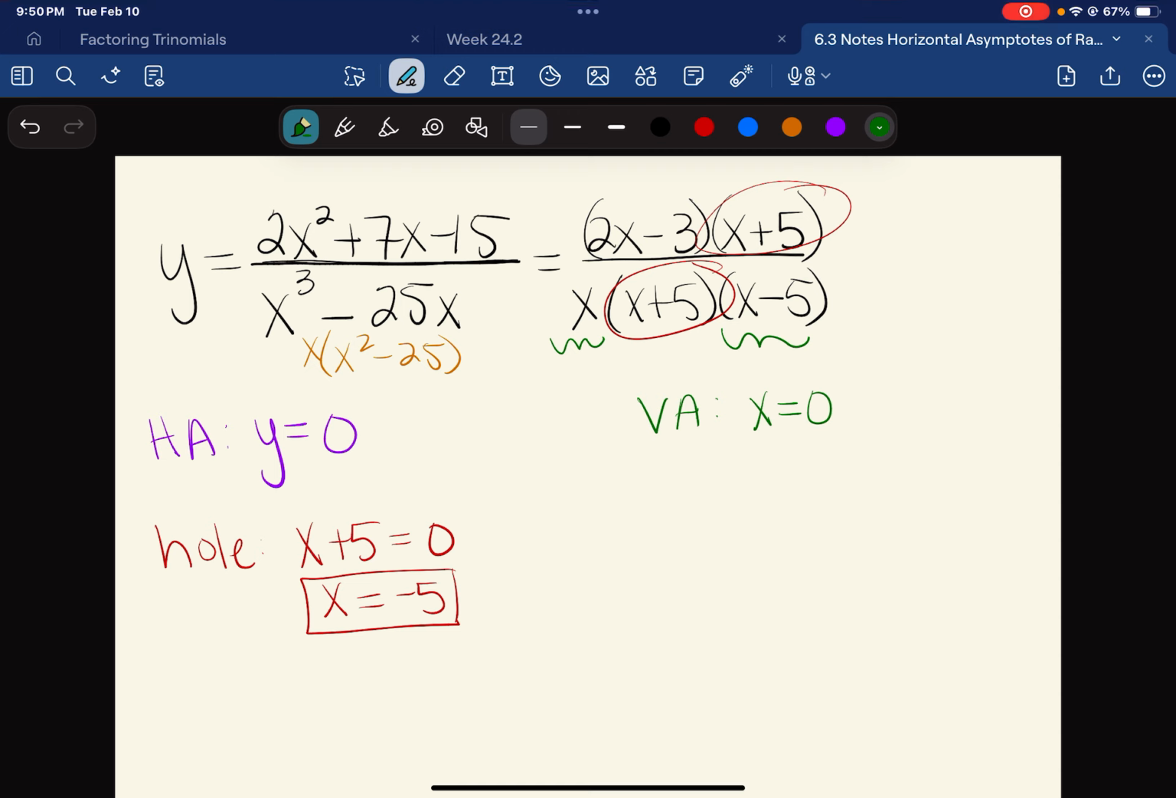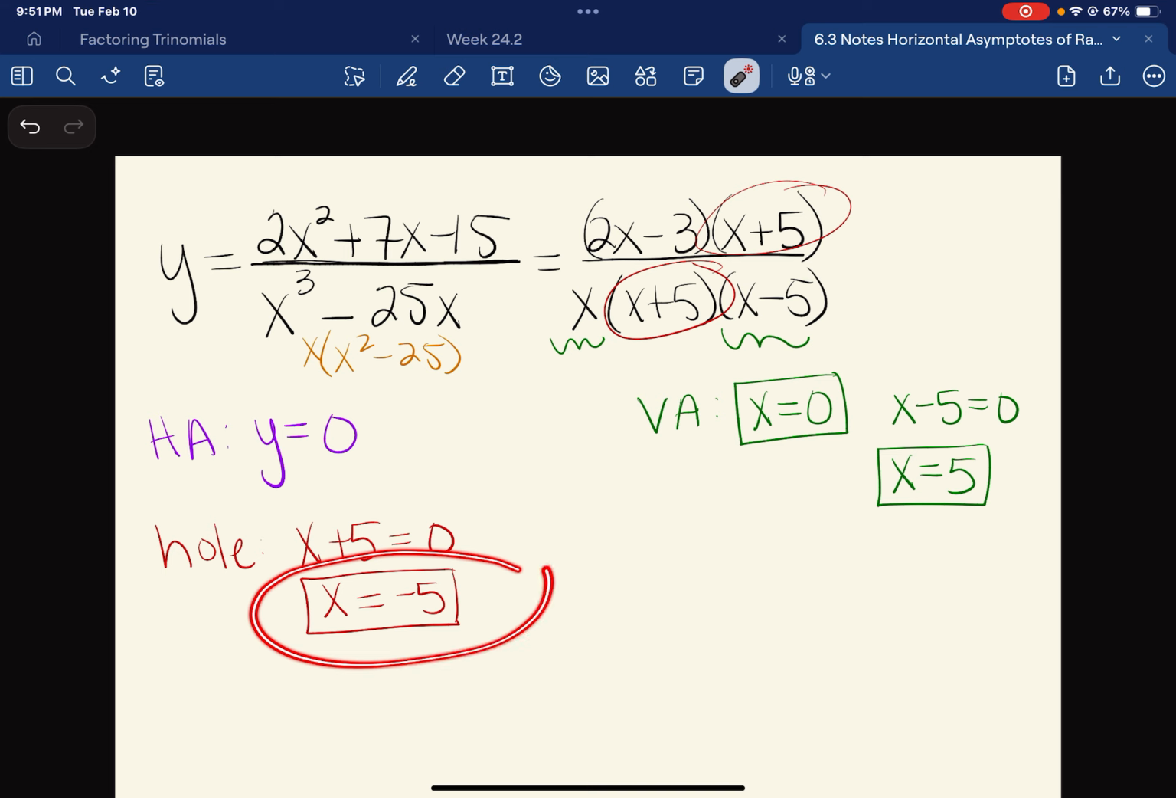And then I have another one at x minus 5 equals 0. So I set that factor equal to 0 and solve. And then I can just add 5 to both sides of my equation. And that just gives me x equals positive 5. So this graph actually has two vertical asymptotes, one hole in the graph, and a horizontal asymptote of y equals 0.